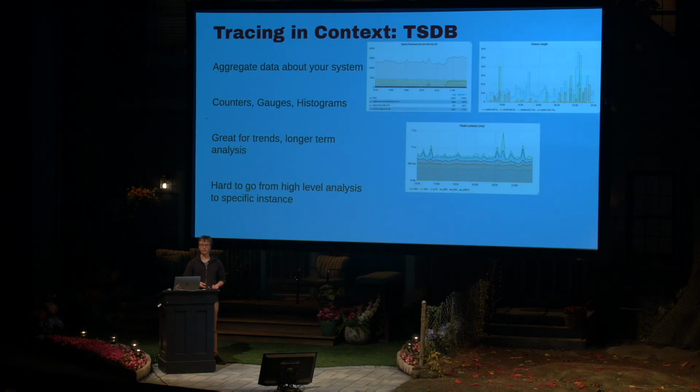I like to think of tracing in the context of time series databases, something it's not. With time series data, it's aggregated, it's not sampled, and it's counters, gauges, histograms, things you can see over time. It's great for analysis of trends and figuring out what's happening in the past and what's happening now. But it's hard to go from seeing this top-level analysis to finding the specific instance of a problem.